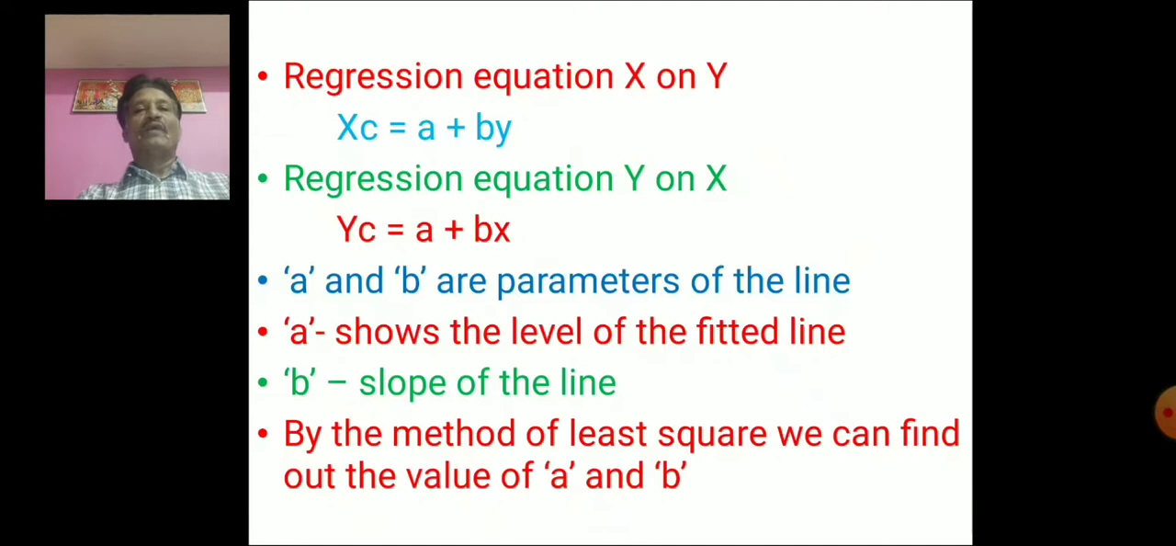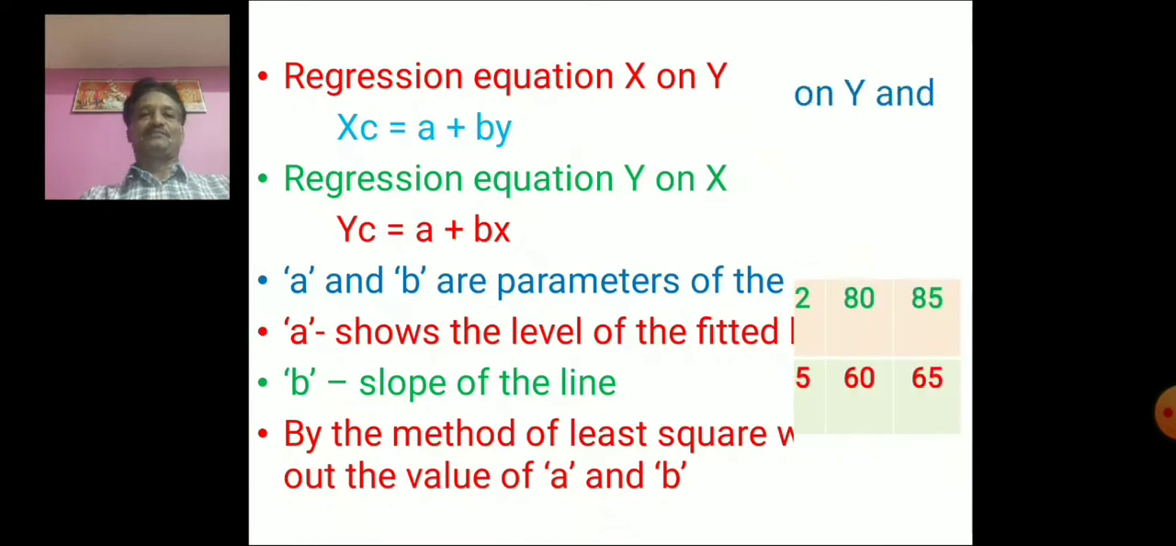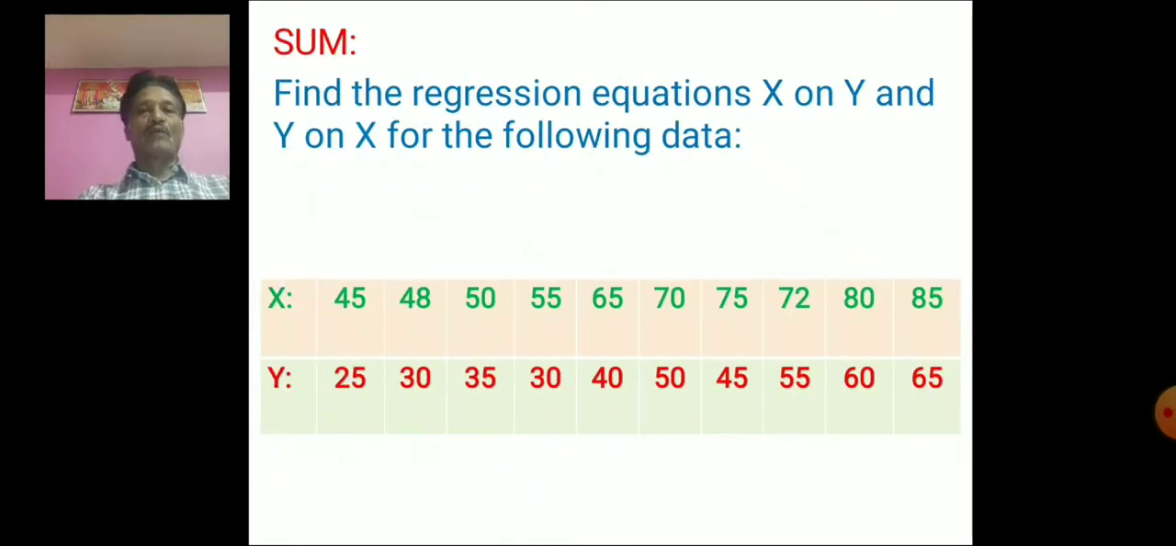We estimate the parameter values a and b with the help of the method of least squares. The method of least squares means that when we take deviations from the arithmetic mean and square them, the sum of squared deviations should be the minimum. After calculating the values of a and b, we fit the equations Xc = a + by and Yc = a + bx. With this introduction, I am now going to explain how to estimate the regression equations x on y and y on x with the help of a sum.